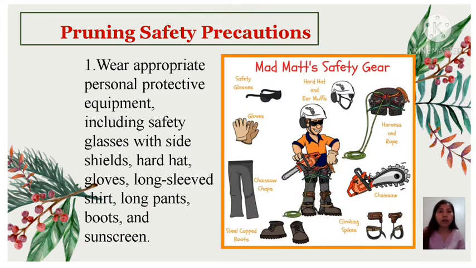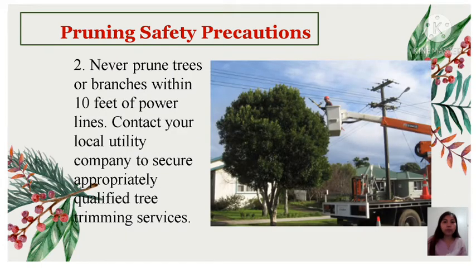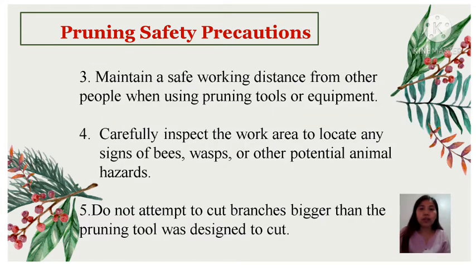First, wear appropriate personal protective equipment including safety glasses with side shields, hard hat, gloves, long-sleeved shirt, long pants, boots, and sunscreen. Number 2, never prune trees or branches within 10 feet of power lines. Contact your local utility company to secure appropriate qualified tree trimming services. Number 3, maintain a safe working distance from other people when using pruning tools or equipment.